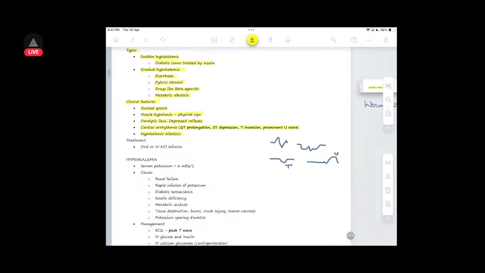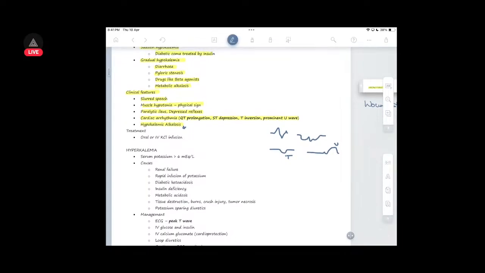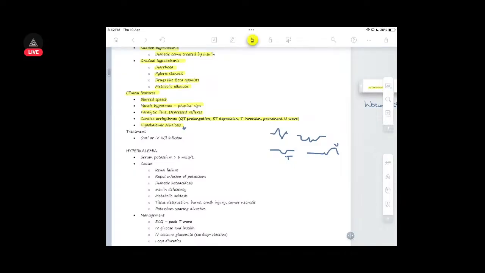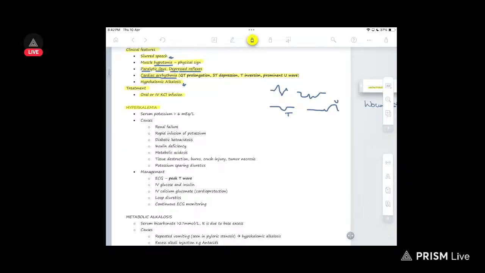Hypokalemic alkalosis occurs. Muscle hypotonia, slurred speech, paralytic ileus, depressed reflexes. Treatment is either oral or IV KCl, potassium chloride infusion.